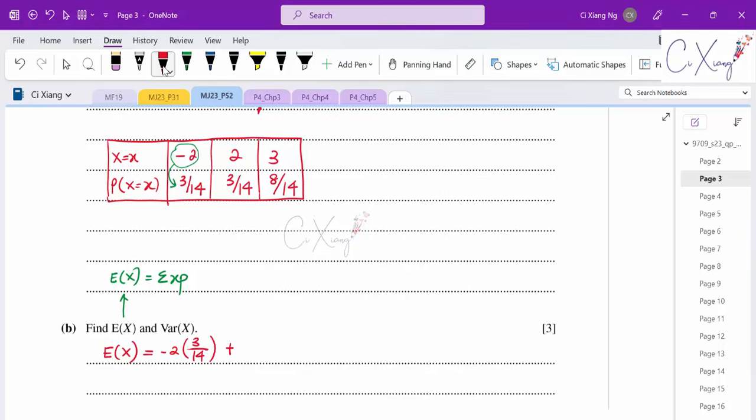And then you add, summation means add, right? And then you continue with the second value. So the second value is 2 multiplied with its probability also. So I have 2 and then 3 over 14. And then we do the same thing for the third value. So 3 multiplied with 8 over 14. From here we will get the expected value by just pressing the calculator. If you didn't make any careless mistake, your answer should be 12 over 7.